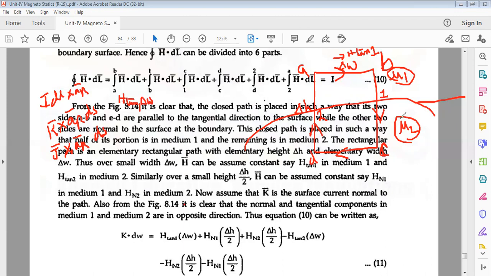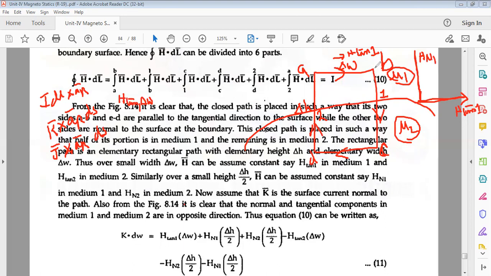For the second one, this line is parallel to the tangential component, and this line is parallel to the normal component. Okay, this is Hn1, and this line is H tan 1. Got it, my students?